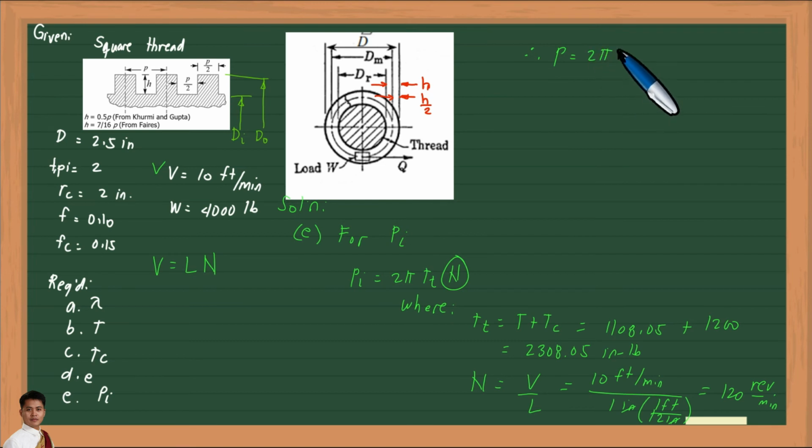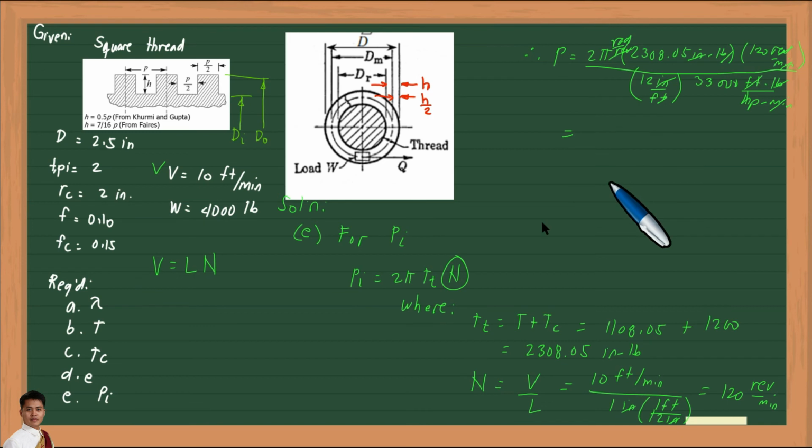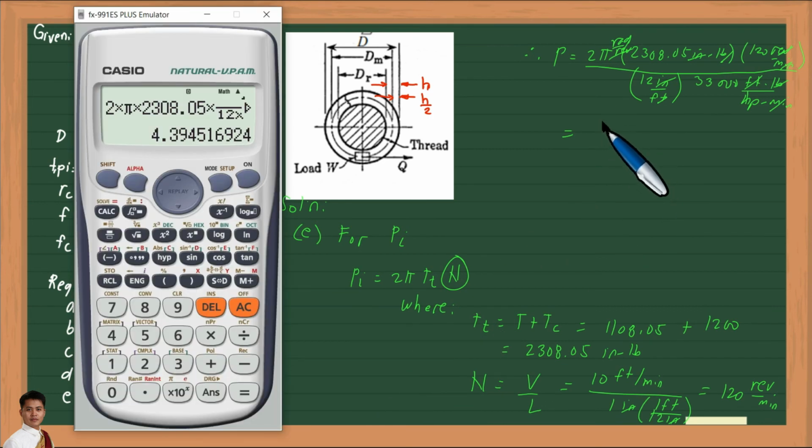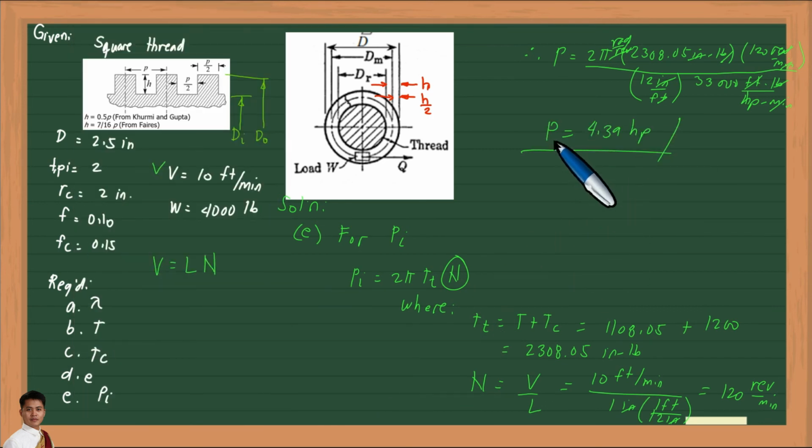So, therefore, using our power formula, so 2 pi Tn again. So, 2 pi multiplied by the total torque, that is 2308.05 inch pound multiplied by 120 revolution per minute. So, since naka-inch pound tayo dito, pwede natin itong i-convert ng feet. So, dito na lang natin ilagay yung 12 inch per foot. And then, using our conversion factor, so 33,000 foot-pounds per horsepower minute. So, masasolve natin dito yung power na 4.39 horsepower. So, this is our P sub I.